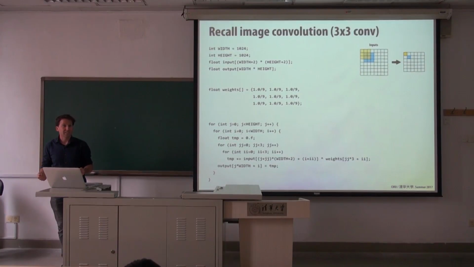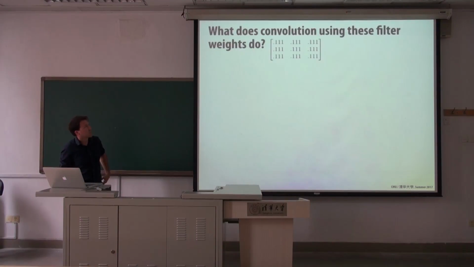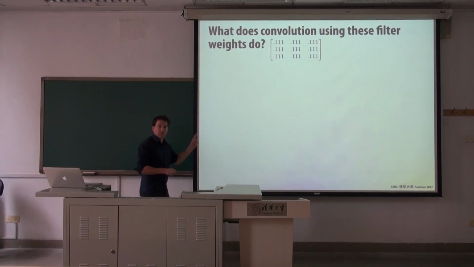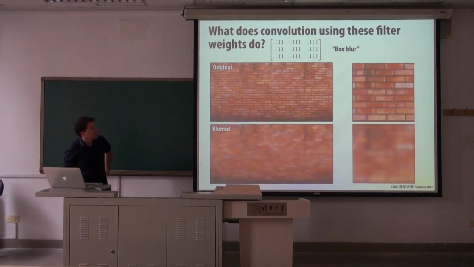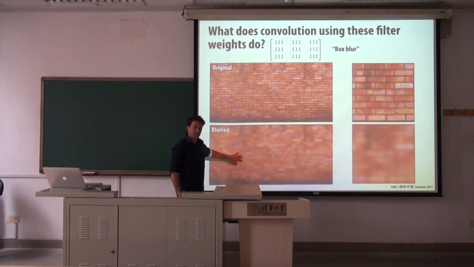It's going to be blurry, right? Exactly. Okay. So that's the answer to this question. What does convolution with those weights do? Because it's going to take an input image that's nice and sharp. That's the zoom view. And it's going to produce an output image that's blurry.